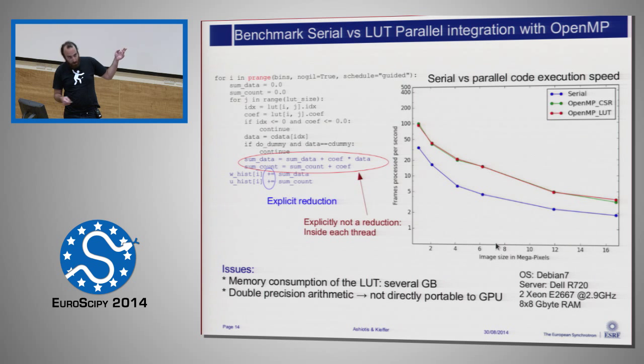We see the initial speedup from going from single thread to OpenMP with lookup table. It's about 2 or 3 times. And then we move on to the memory consumption of the lookup table and the precision of our problem.